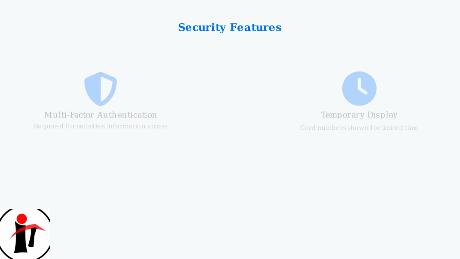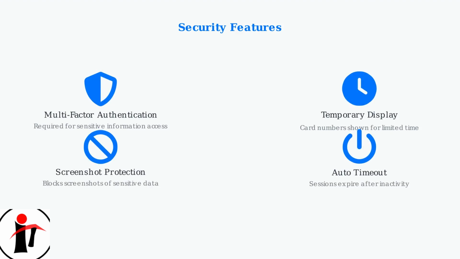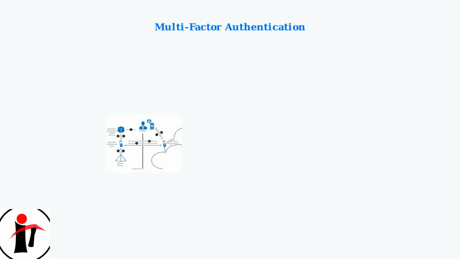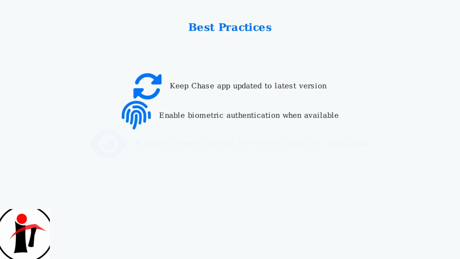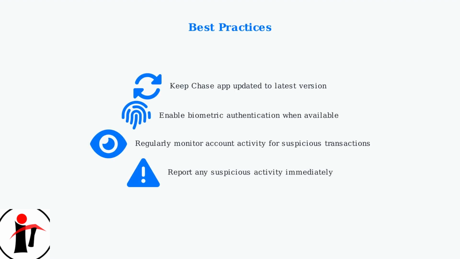Chase employs multiple layers of security to protect your credit card information when accessing it through their mobile app. Multi-factor authentication adds an extra layer of security by requiring multiple forms of verification before granting access to your sensitive card information. Following these best practices will help ensure your account remains secure when accessing your card information digitally.